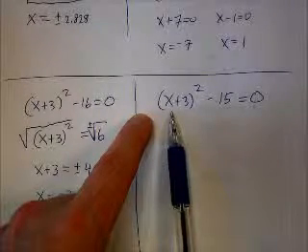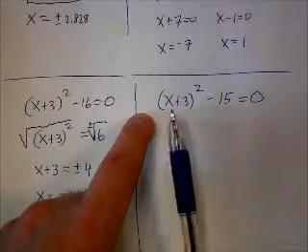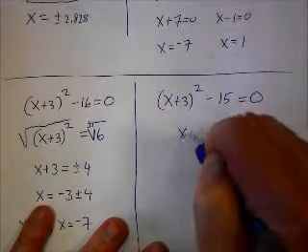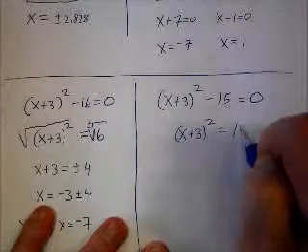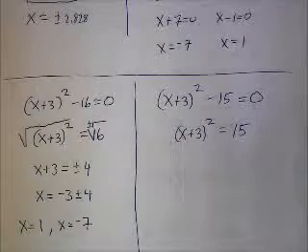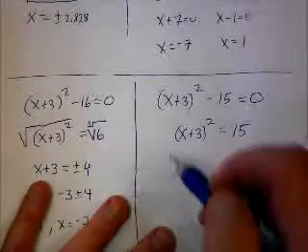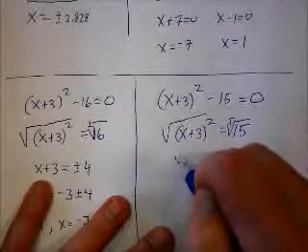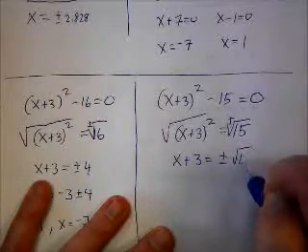Because it's squared, and if I have this piece by itself, I can get rid of the square. How do I get rid of the square? Square root. So what I would do on this problem is I would never FOIL that out. I would write x plus 3 squared equals 15. And then I would square root both sides. So I would have x plus 3 equals plus and minus square root of 15.